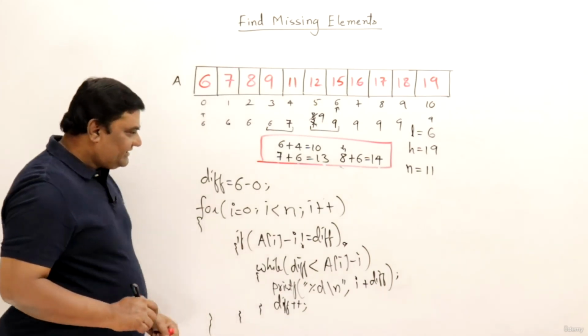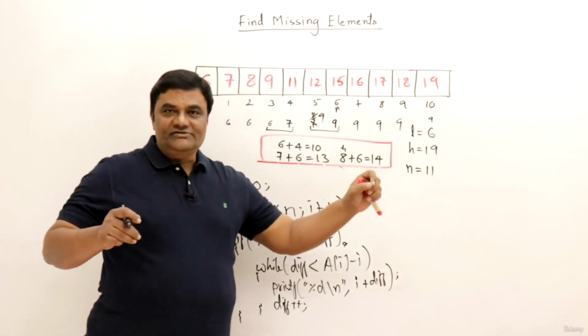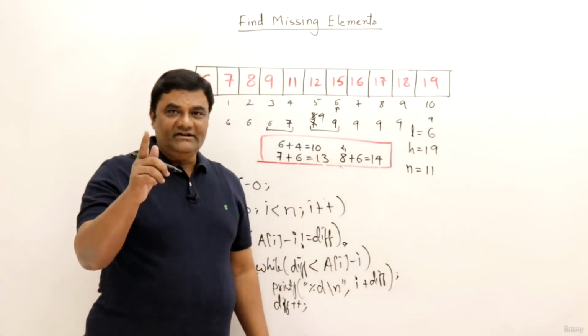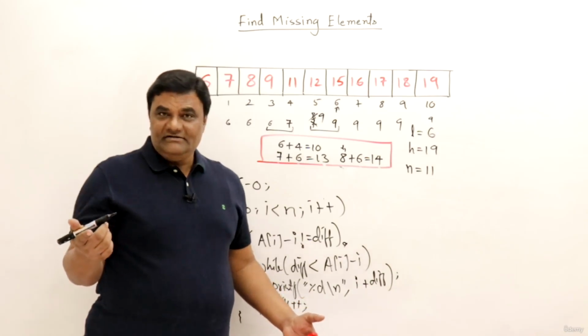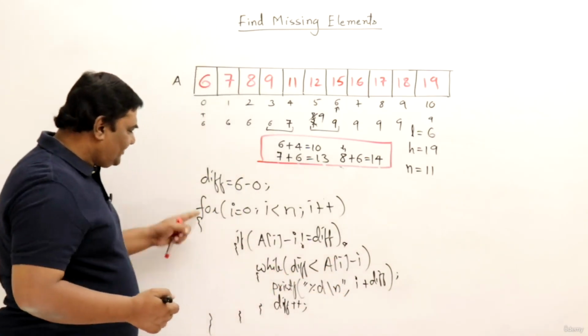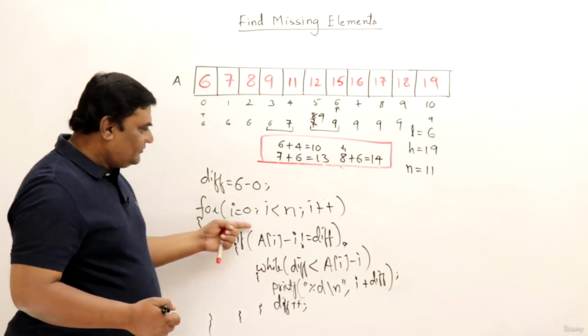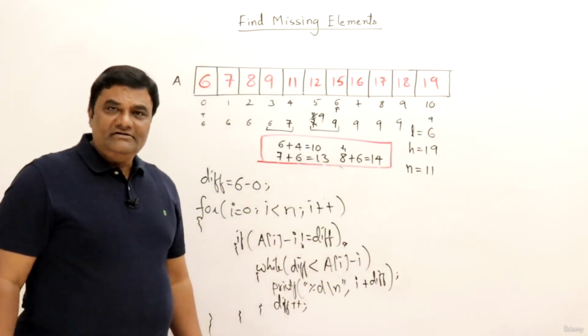Now how much time it is taking? See, what is the amount of work we are doing? We are scanning through the list of elements. How many times? Only one time. So the time is order of n. So there are n elements, so the time is order of n. So if you look from the code, for loop is there. For loop, how many times it will repeat? N times. So time is order of n.